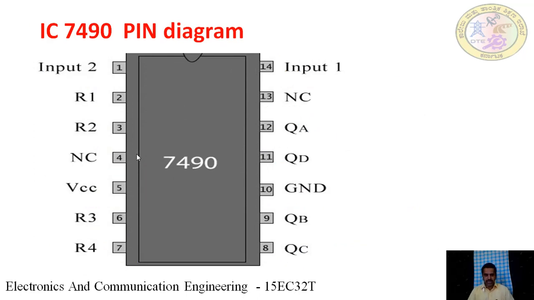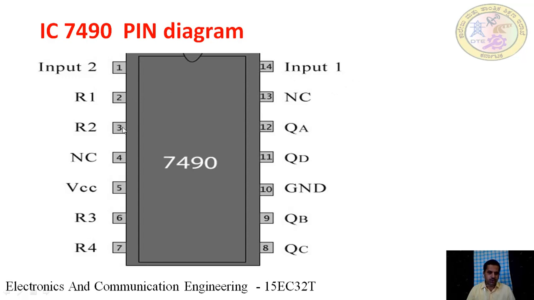Next, move on to the IC 7490. IC 7490 is a DIP, dual inline package, 14-pin IC, which acts as a decade counter. It can be made into a decade counter. It has 14 pins. Pin number 1 is input 2. Pin number 14 is input 1.